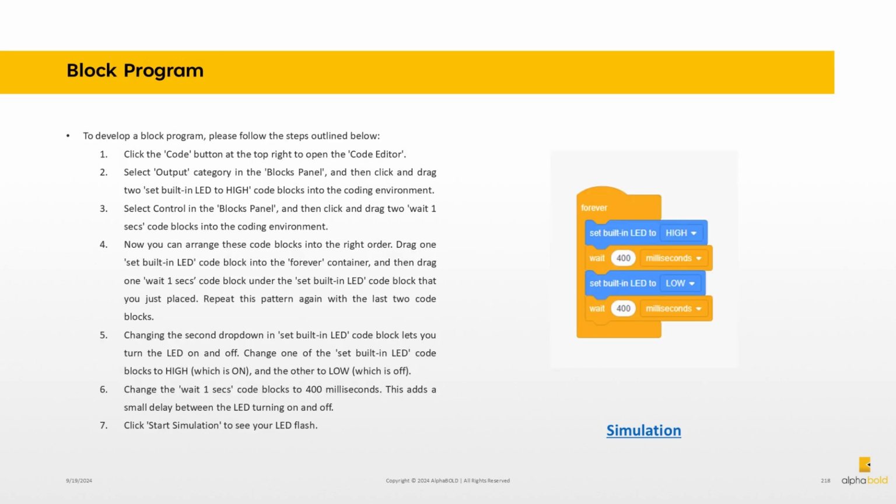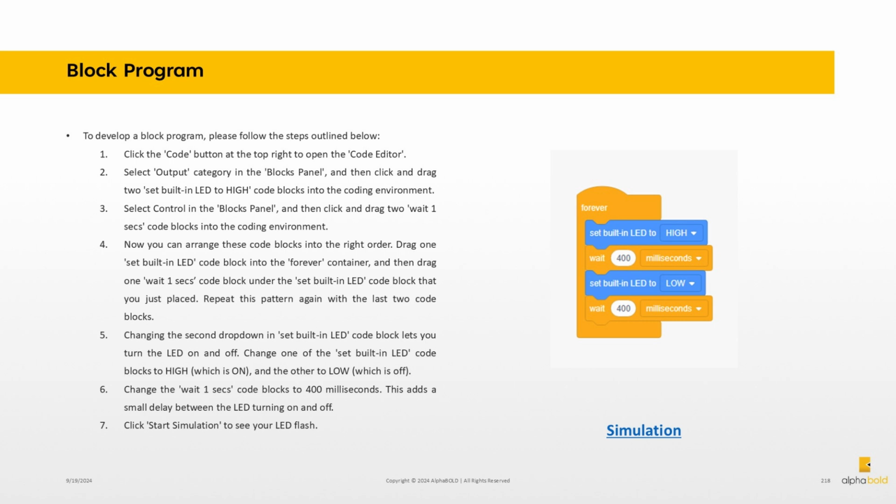To develop a block program, please follow the steps outlined below. Click the Code button at the top right to open the code editor. Select Output Category in the Blocks panel, and then click and drag to Set Built-in LED to high code blocks into the coding environment. Select Control in the Blocks panel, and then click and drag 2 Wait 1 seconds code blocks into the coding environment. Now you can arrange these code blocks into the right order.